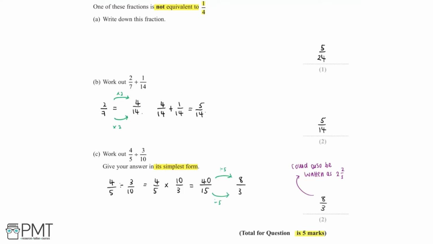Now this question is worth 5 marks, so let's take a look at where each mark is allocated. In part A, we get the 1 mark for correctly identifying that 5 over 24 is not equivalent to 1 over 4.